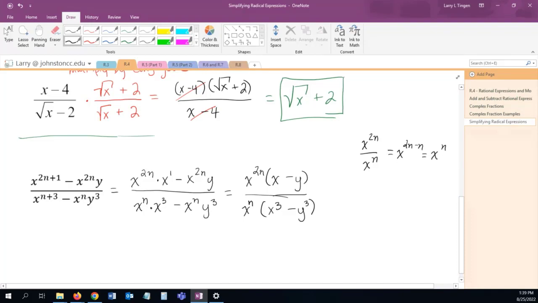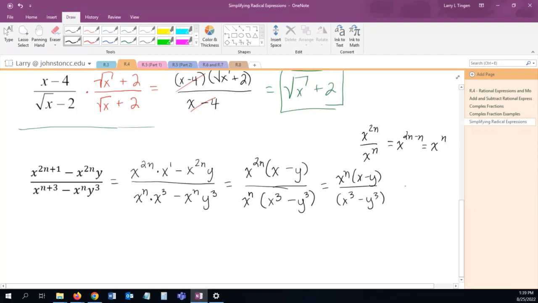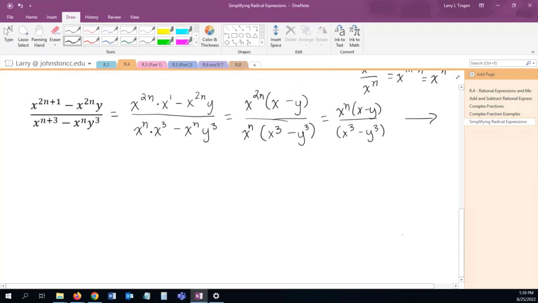So the only thing left, I can divide the top and bottom by x to the n, and now I'm looking at x to the n times x minus y over that x to the n divided away by x cubed minus y cubed. Now, I'm going to try to start my notation here so you can follow me. I never like drawing all the way across the page, so I just put an arrow over here to indicate that I'm continuing. The denominator is the difference of cubes.